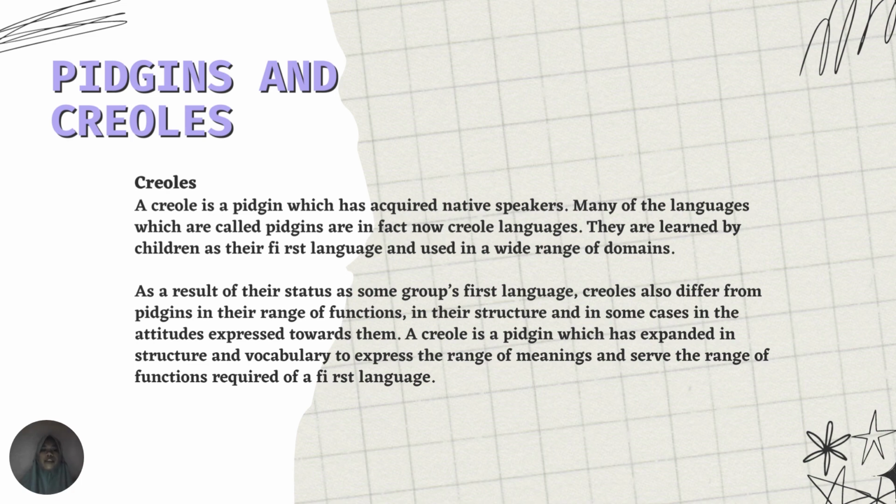As a result of their status as a speech group's first language, creoles also differ from pidgins in their range of function, in their structure, and in some cases in the attitude expressed toward them. A creole is a pidgin which has expanded in structure and vocabulary to express the range of meanings and serve the range of functions required of a first language.